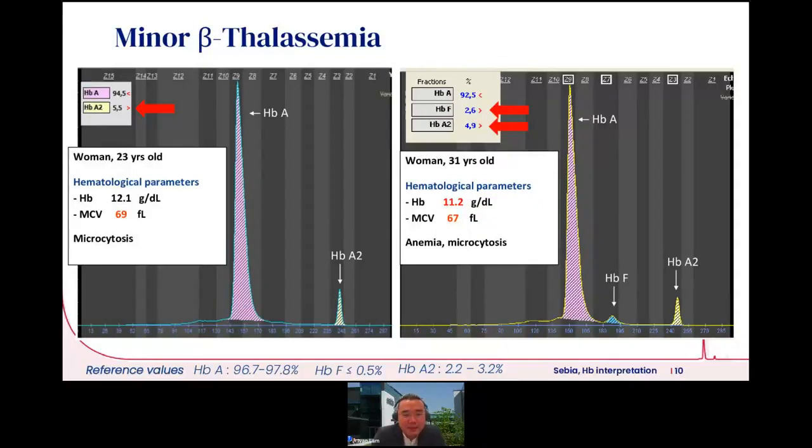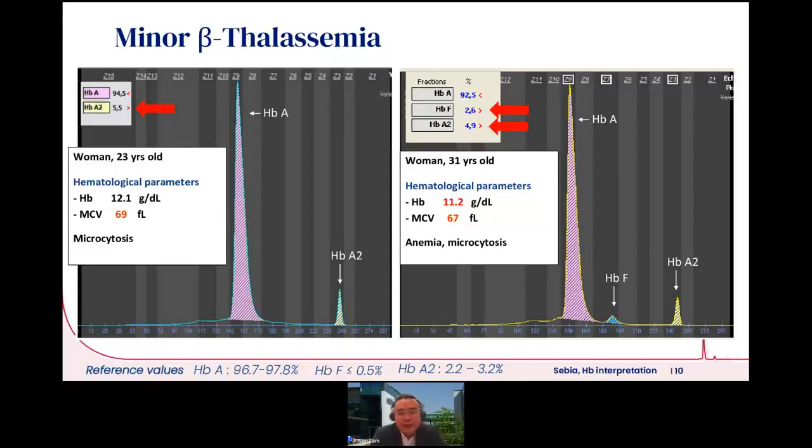Here are some case examples of minor beta thalassemia seen with capillary electrophoresis. So the hematological parameters are also present for these two patients. We can see that they are partially problematic for the first patient, the 23-year-old woman, with a reduced MCV. All right, and you can clearly see in the result that hemoglobin A2 is increased.